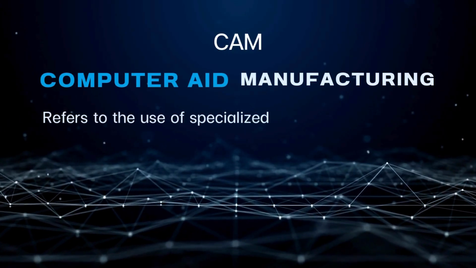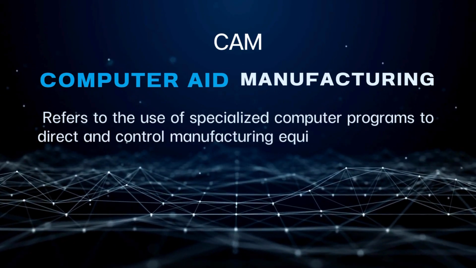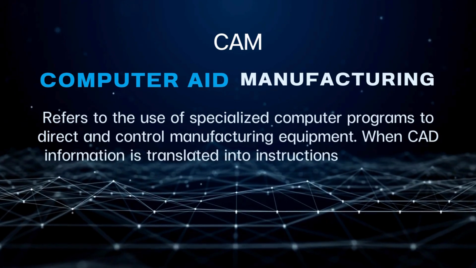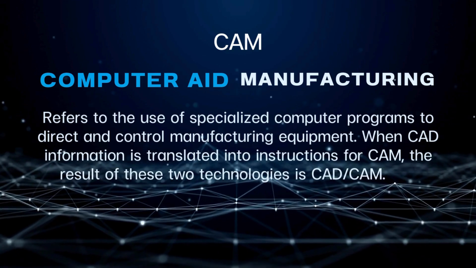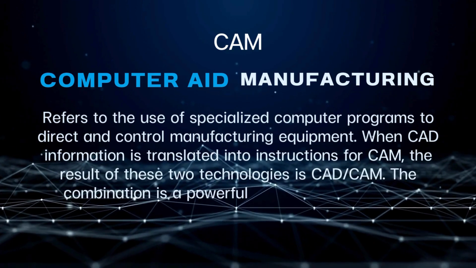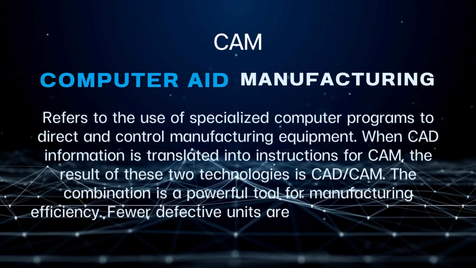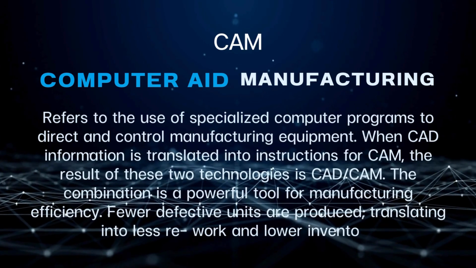CAM or computer-aided manufacturing is a specialized computer which will increase manufacturing efficiency. CAM means to add to CAD by directing and controlling the manufacturing equipment through a specialized computer. Through this use, there will be less work to be done and fewer defective products. For example, automotive companies use CAM to manufacture car parts with high precision, such as engine components or body panels.